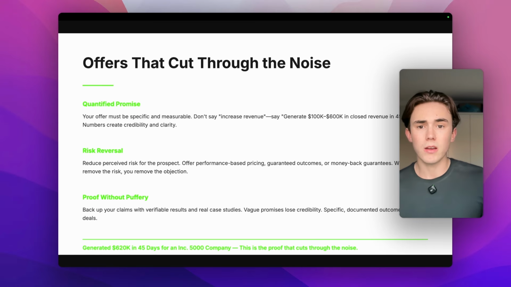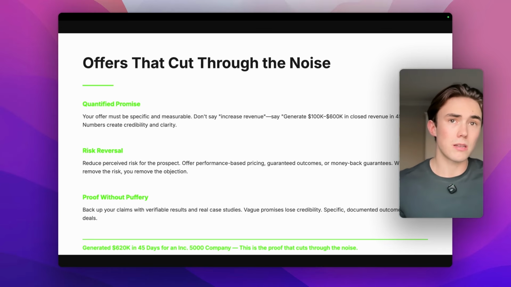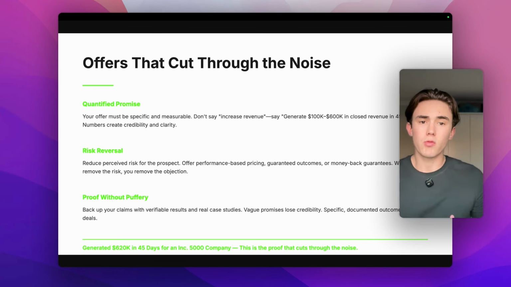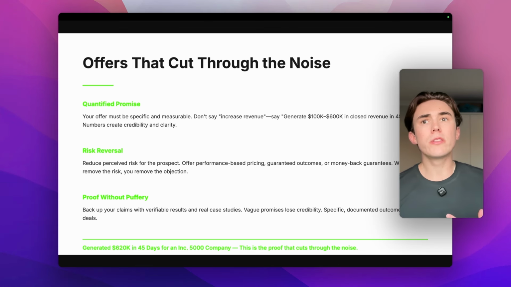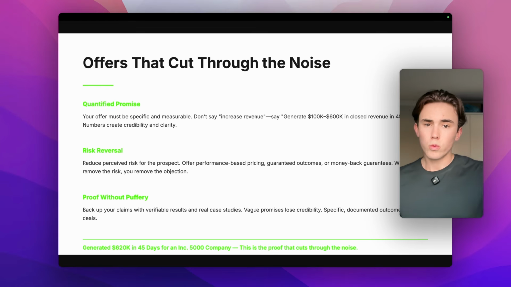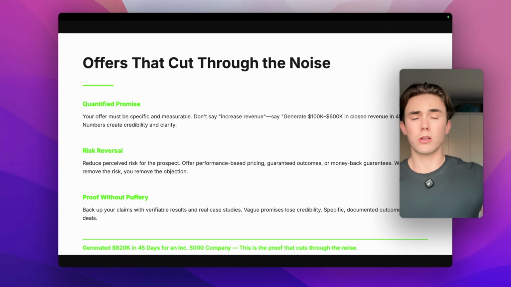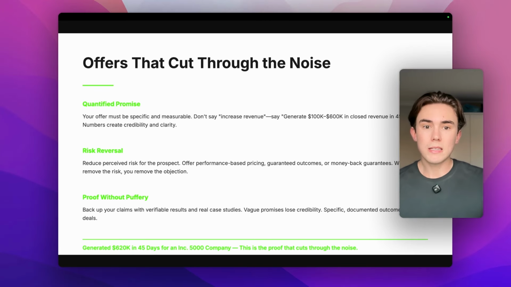Whether it's time saved, or an increase in revenue from additional leads being contacted on a database, you need to try and understand what that end result is and how to make that end result as attractive as possible. As an example, we don't say for our own offer that we can set up a cold email system for you, right? We say we'll generate $100,000 to $600,000 in closed revenue within 45 to 90 days, because numbers create credibility and clarity.